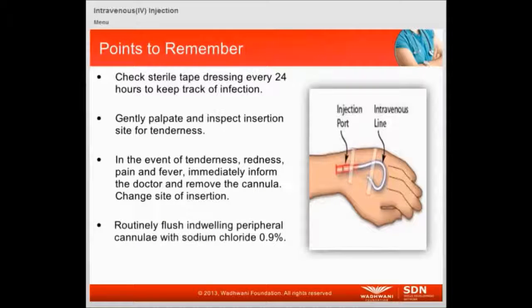Routinely flush indwelling peripheral cannulae with sodium chloride, 0.9%.